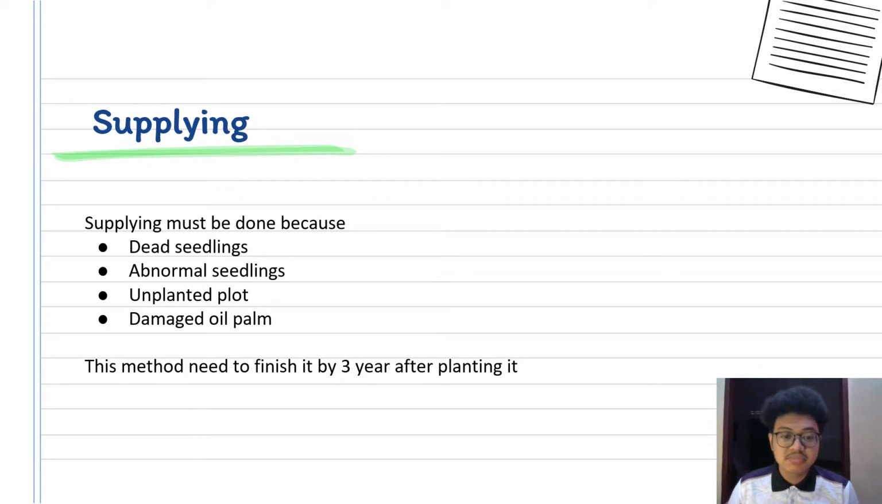And this method needs to be finished within 3 years after planting, and it is the most important thing. It is because we need to make sure the oil palm trees get adequate sunlight penetration. If we plant late, the old trees will grow big and will obstruct the oil palm trees.